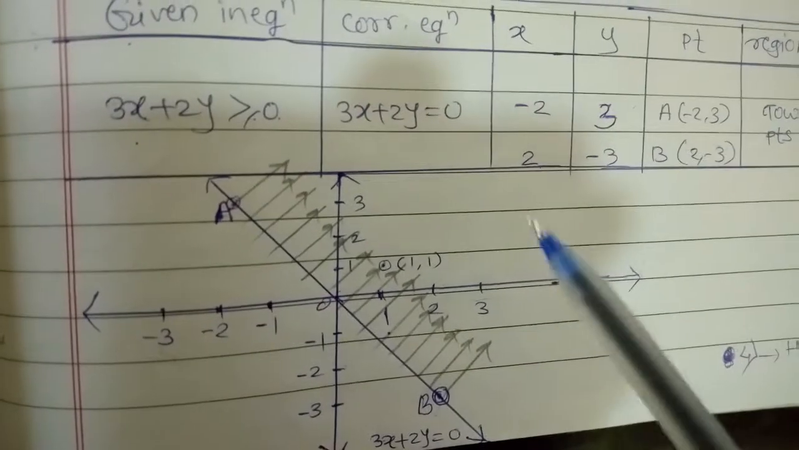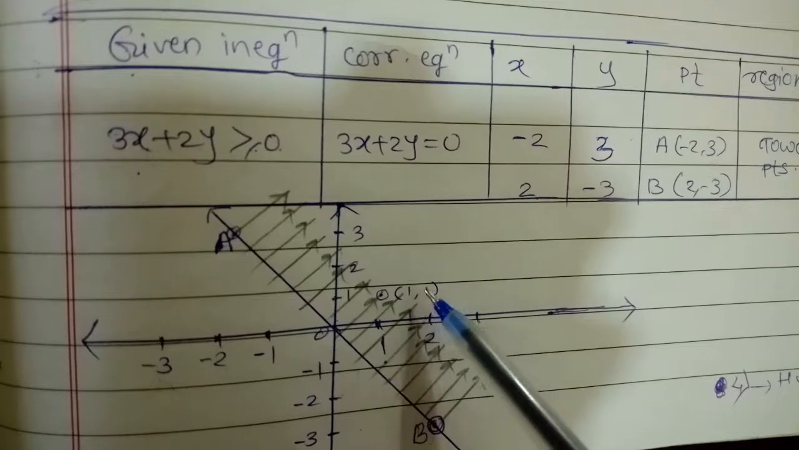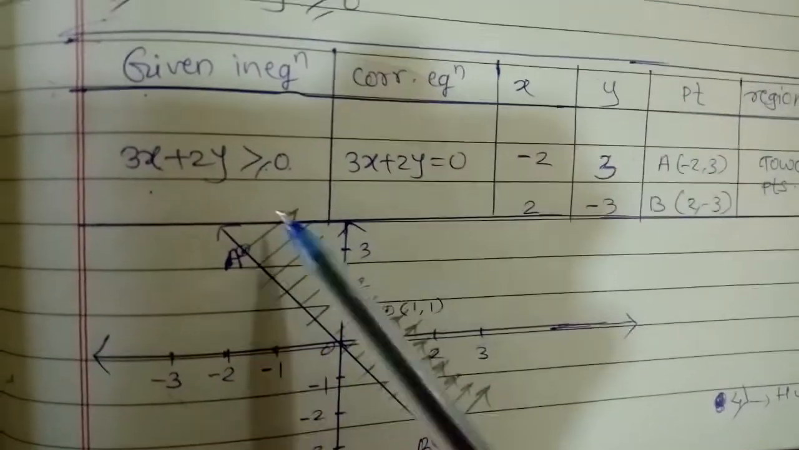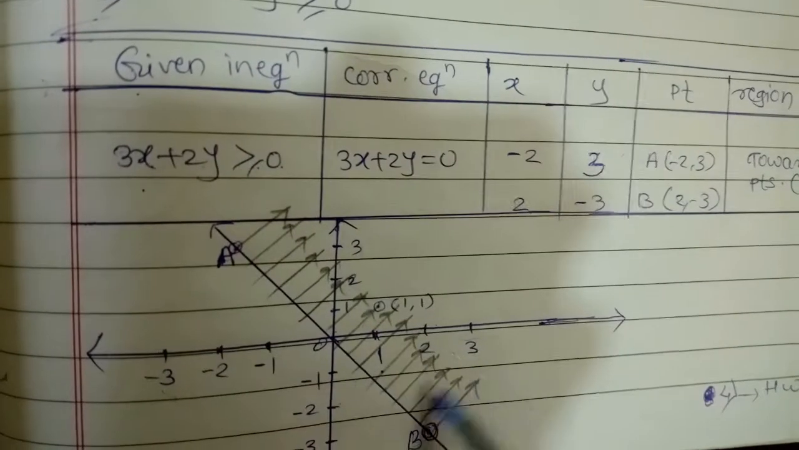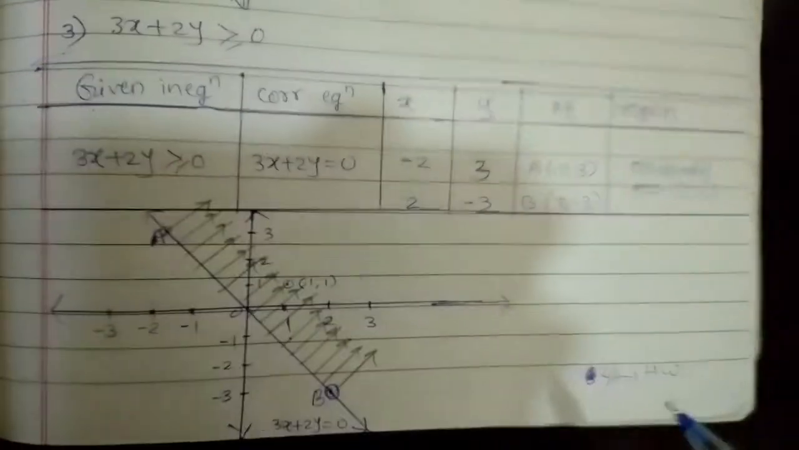Now see, we have to draw the arrows towards the point where we plotted 1 1. So I draw the lines towards 1 1. So this is all about example number 3, and you have to try example number 4.